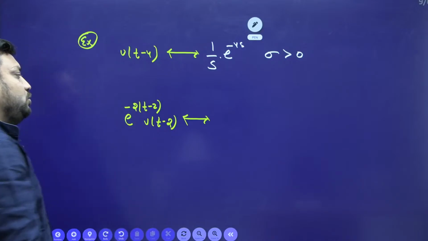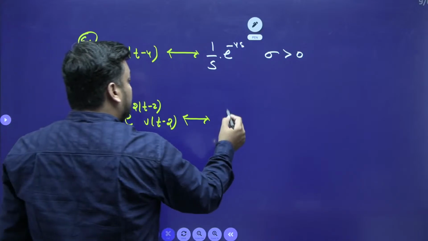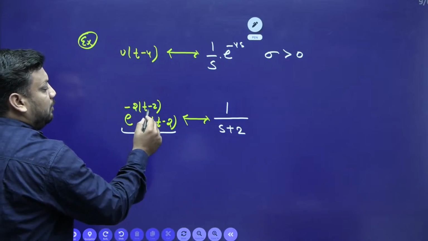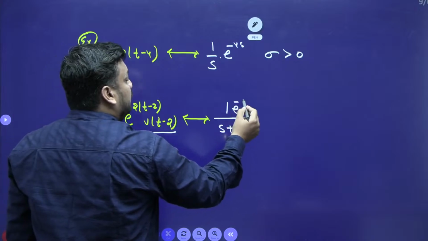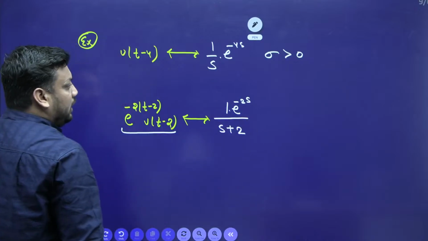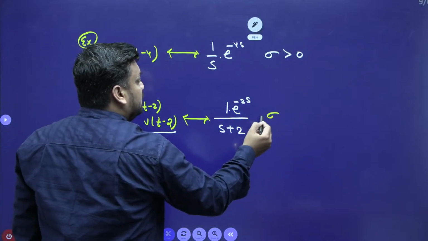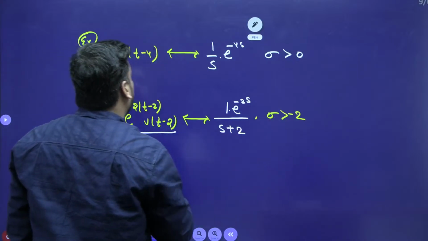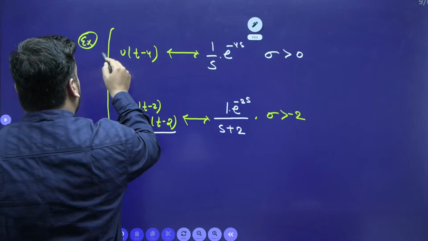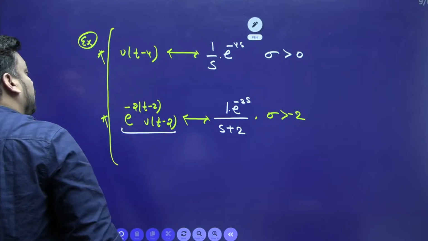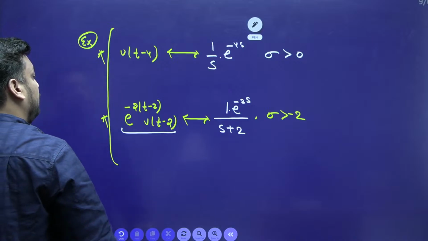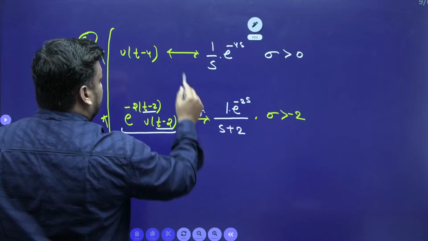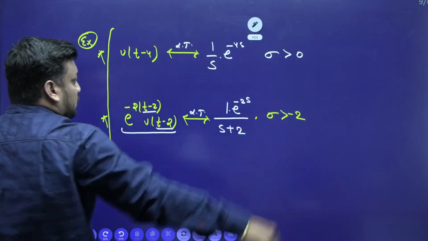Similarly, e to the power minus 2t u of t Laplace transform is nothing but 1 upon s plus 2, and because of time shifting t minus 2, the e to the power minus 2s term also will come in the numerator, but still the ROC is sigma greater than minus 2. So these are the two questions. e to the power minus 2(t minus 2) u of t minus 2, the Laplace transform is nothing but this, and here is also the Laplace transform.